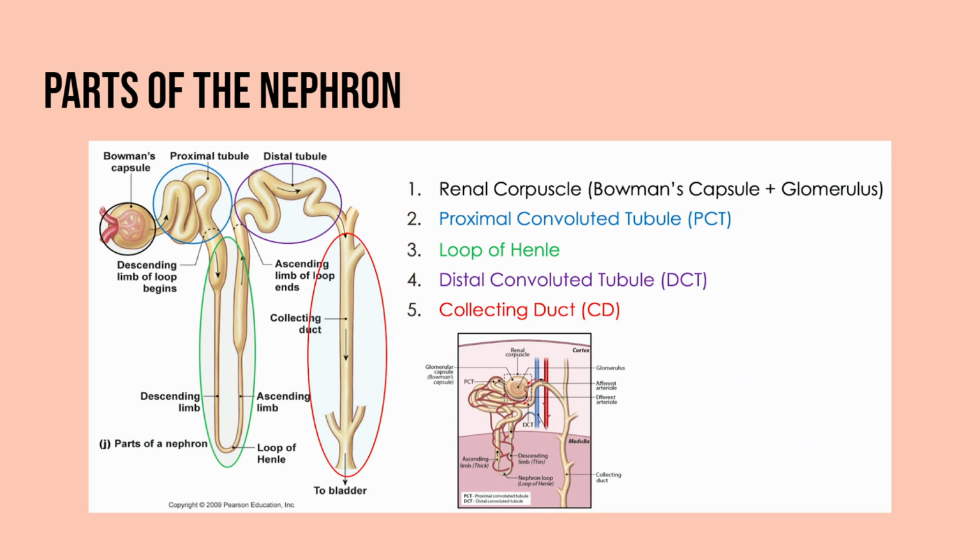You have the Bowman's capsule where the blood comes in, and then parts of the blood that want to leave the blood and get excreted go into the tube. So then it runs through the proximal tubule, down into the loop of Henle, and then the distal convoluted tubule into the collecting duct.